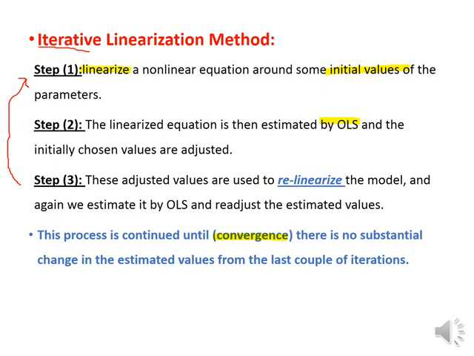Or sometimes you can specify the number of iterations. You can say that I want this process to end after 100 iterations, 1,000 iterations, 2,000 iterations, whatever the number of iterations is. But the most common way and the best way is to leave it until convergence, until there is no substantial change in the estimated values of the last couple of iterations.